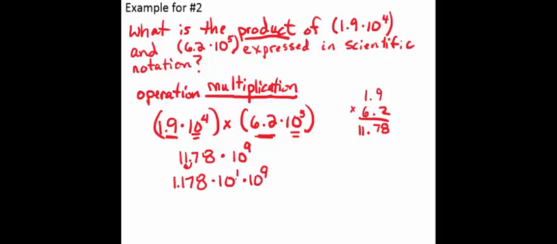Okay, that times 10 is actually a 10 to the 1. And so now we have 1.178 times 10 to the 1 and 9 is 10. So our answer is 1.178 times 10 to the 10. Please stay tuned for question number 2.